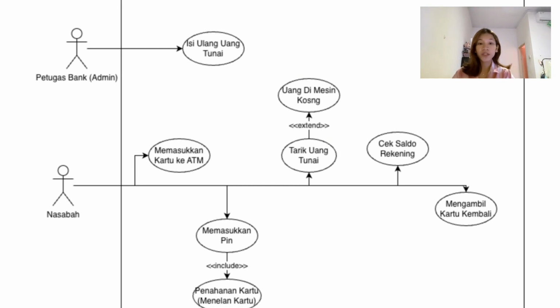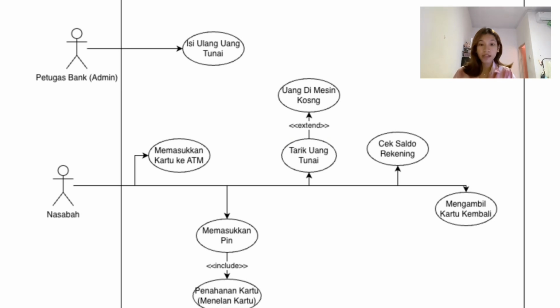Withdraw cash. After successfully entering the PIN, the user can choose to withdraw money from their account. The ATM will process the request, verify the account balance, and dispense the cash if sufficient funds and cash availability exist. This use case has an extended relationship with cash out of stock because that situation may occur during withdrawal if the machine has no available cash.